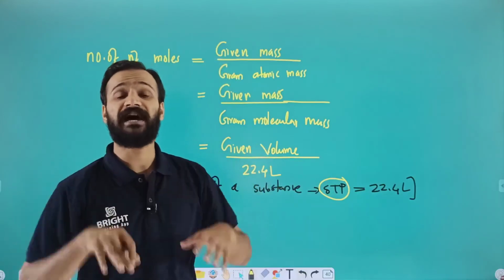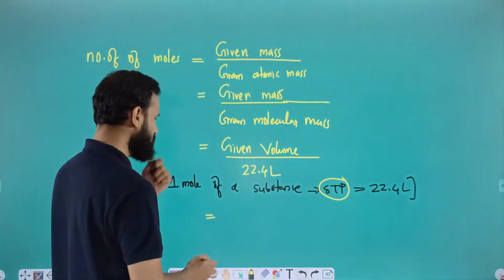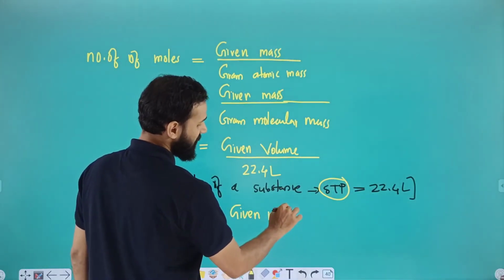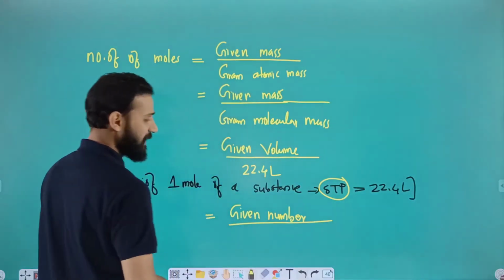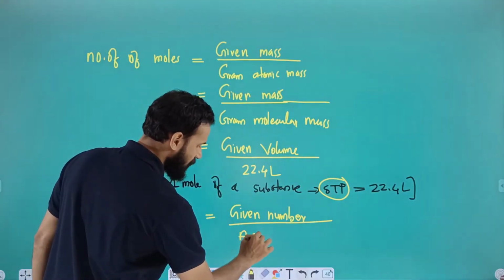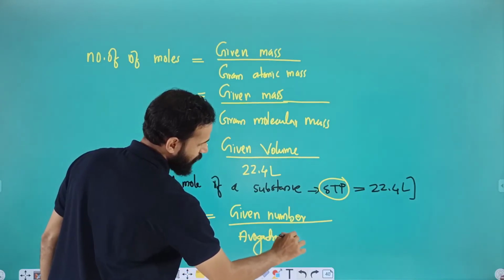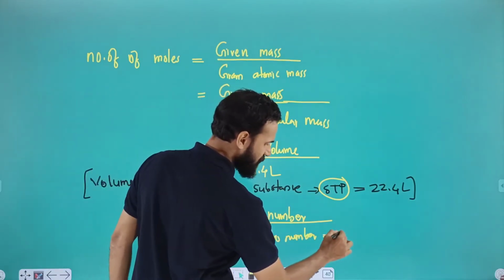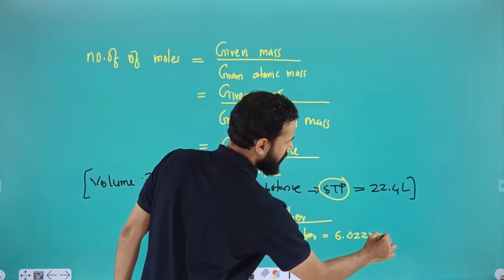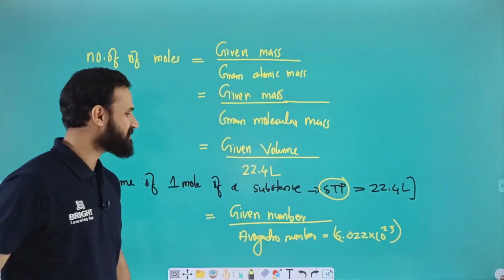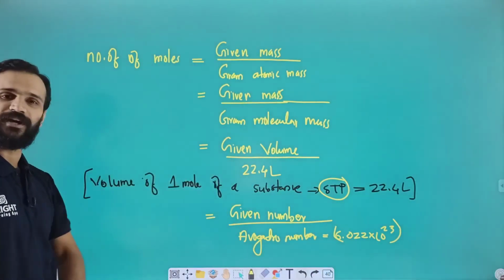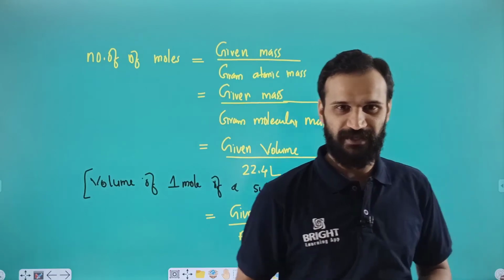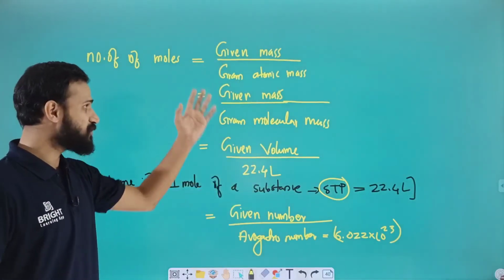Okay, dear students, in some cases the amount may be given in terms of number. In such cases, how can we calculate number of moles? Very simple. In such cases we can use given number divided by Avogadro number, or Avogadro constant. As you know, its value is 6.022 into 10 raised to 23. Isn't it? So by using all these equations, we have to calculate number of moles in the given amount of substance.